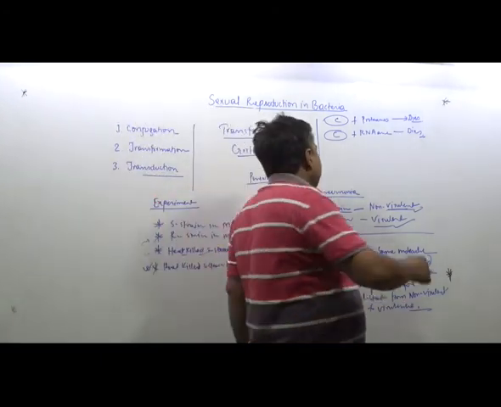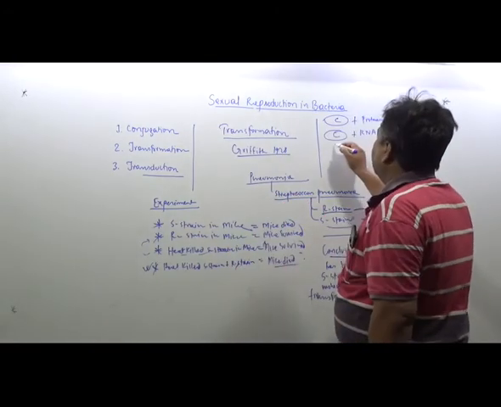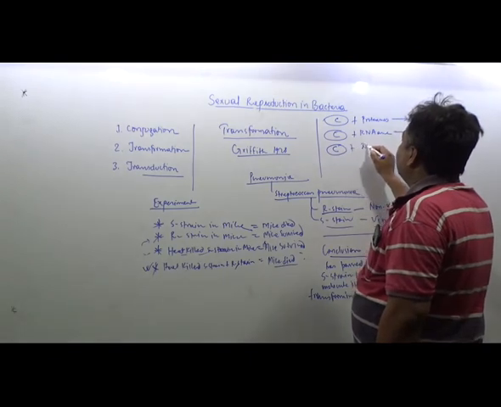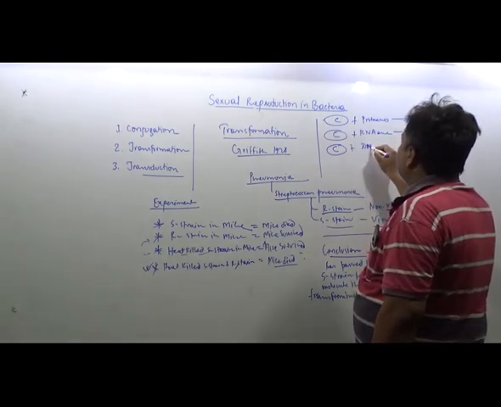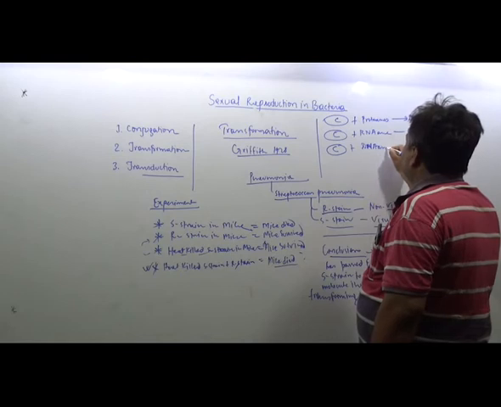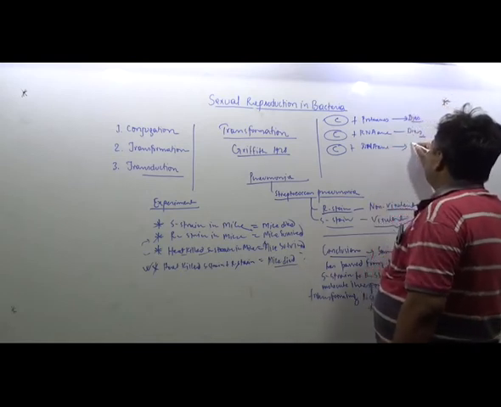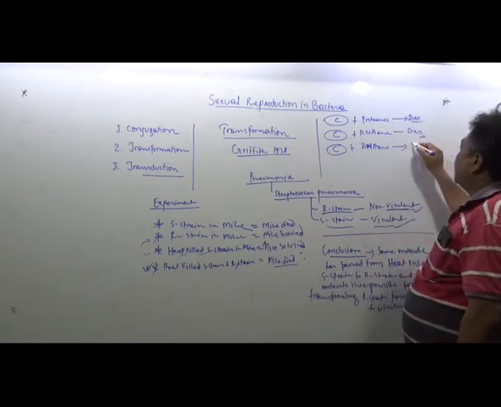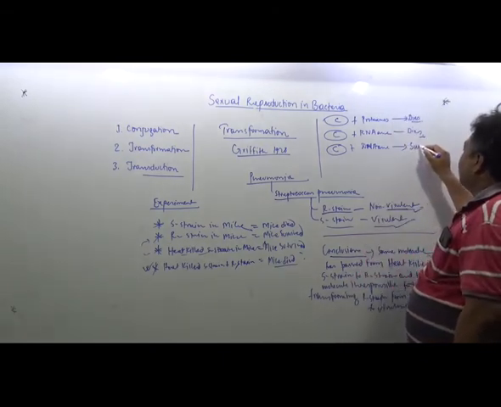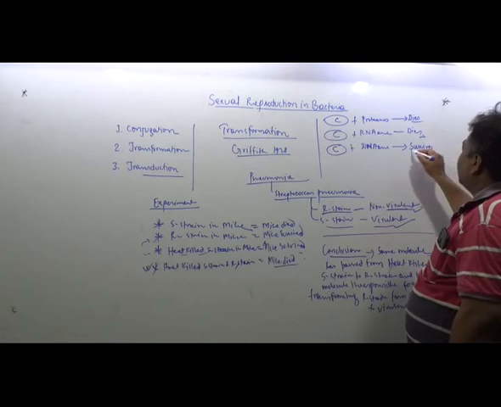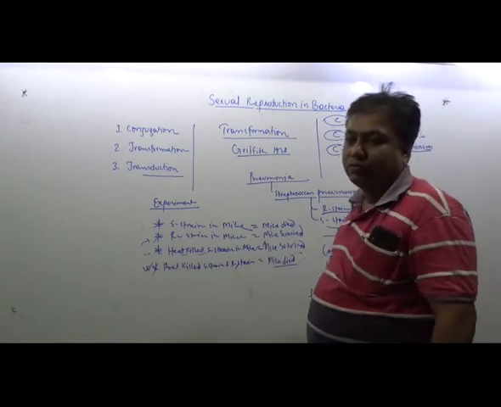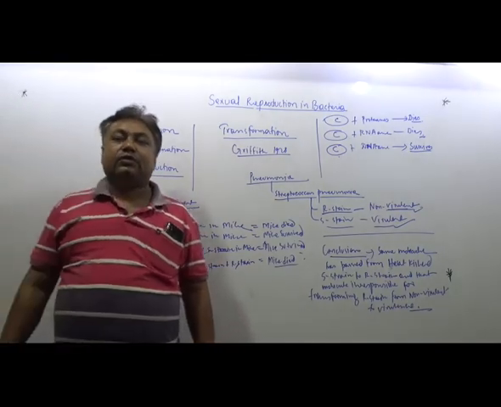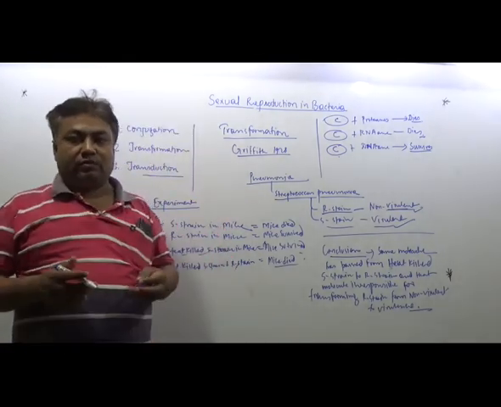Then the same combination plus DNAse. Mice survive. Mice survive how? That means disease could not be caused.